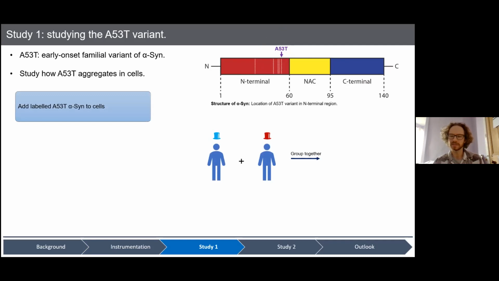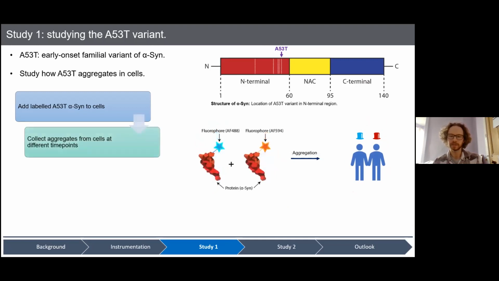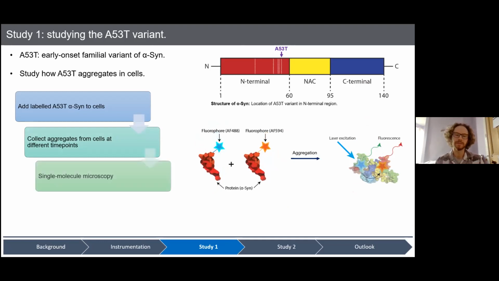So if you think back to the stadium crowd analogy, think of this as marking out people in the crowd by making them wear a colored hat. If you add a hat to one half of the people you want to find and a different colored hat to the other half, when they group together or aggregate, we see the two colored hats together. We then collect the aggregates produced in the cells at different time points, and look at these with our single molecule microscopes with the aim of determining how A53T aggregates in cells.